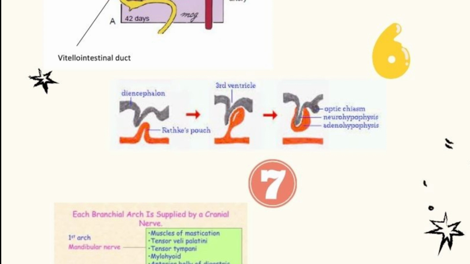Now the seventh image, that is about the Rathke's pouch. Rathke's pouch develops from the stomodeum of the foregut. The anterior pituitary is the adenohypophysis that develops from Rathke's pouch, which is an ectodermal derivative of the primitive mouth cavity. So if both options are given, you have to choose the outpouching from stomodeum rather than Rathke's pouch. The development of the anterior pituitary gland is from the outpouching from stomodeum rather than Rathke's pouch.